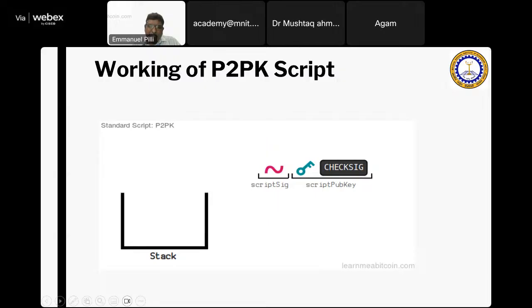So you can look at the script. There's a signature, it goes in, and then you check the signature. So it's a very simple protocol that you can look at. The signature is first pushed, then you check it, and then you place 1. So it's a very simple script here for pay to public key, right?